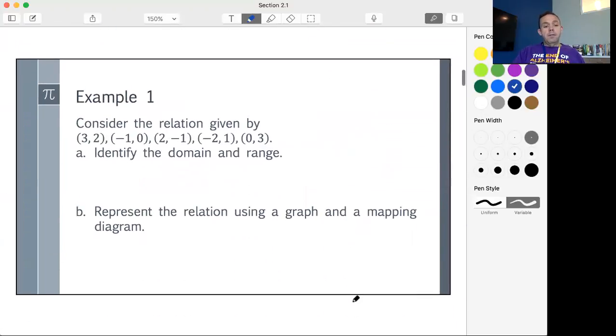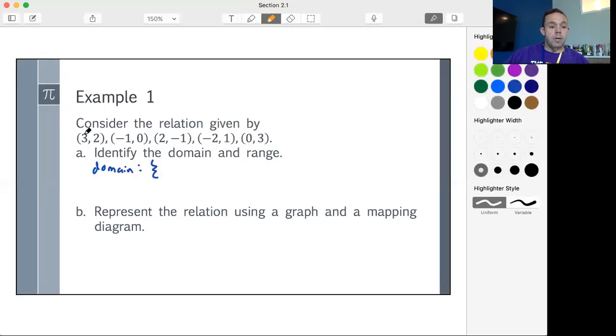So in example 1, let's consider the relation given by the following points: (3, 2), (-1, 0), (2, -1), (-2, 1), and (0, 3). We want to identify the domain and the range. So the domain, those are the set of numbers that consists of all the first coordinates in our ordered pairs. And what we do is we write that in a curly brace, and we simply write all of the x values. So using my highlighter, I'm going to use orange. I'm going to highlight all of my x values. Okay, so there's my domain.